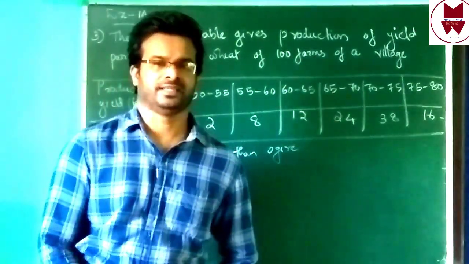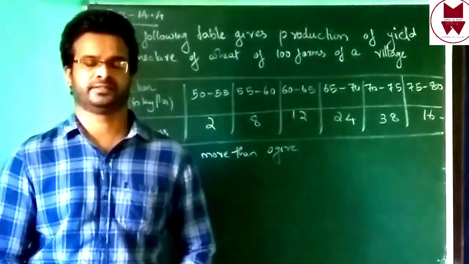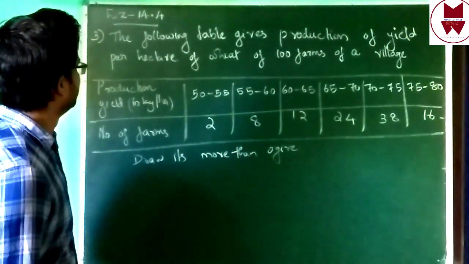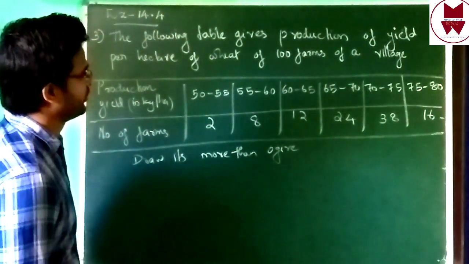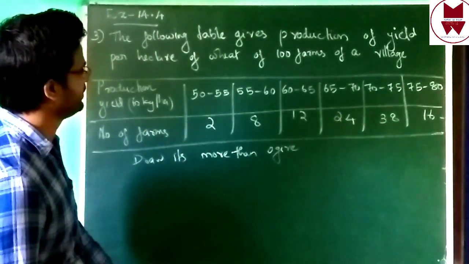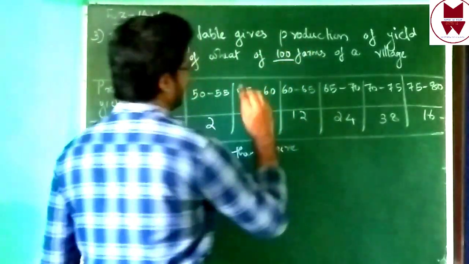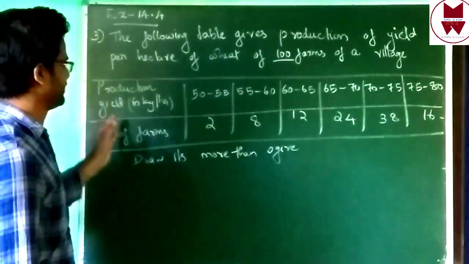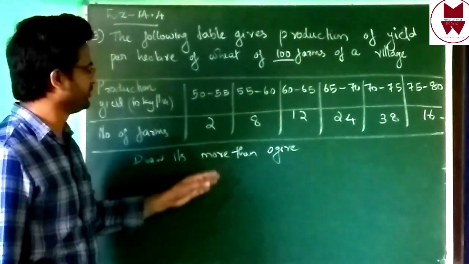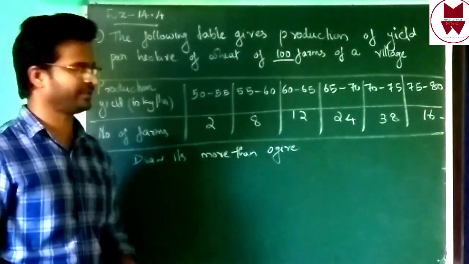Today we will study exercise 14.4, question number 3. This is the last question from this chapter. The following table gives the production yield per hectare of wheat of 100 farms of a village. Total 100 farms. Production yield 50 to 55 kg, number of farms 2, then 55 to 60 kg, 8 farms. Like that, the data is given here.